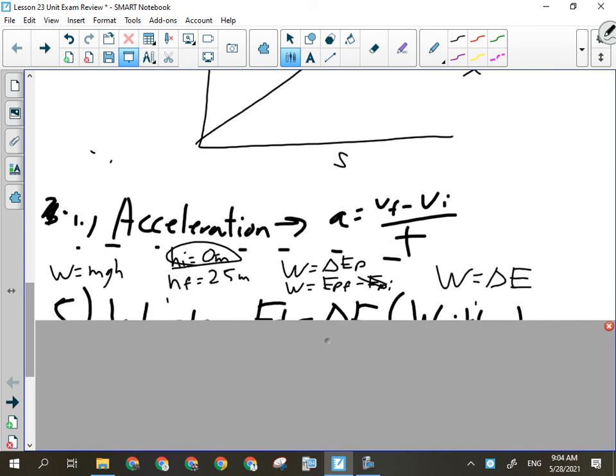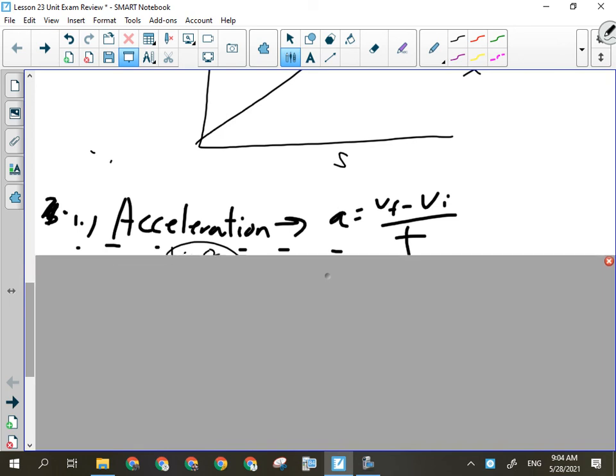Then we talked about acceleration. A equals VF minus VI over T. You're going to have a problem or two in the written response about acceleration, so make sure you can do problem solving to do with acceleration. There might be the odd multiple choice question asking you about acceleration as well, what it is and stuff like that.